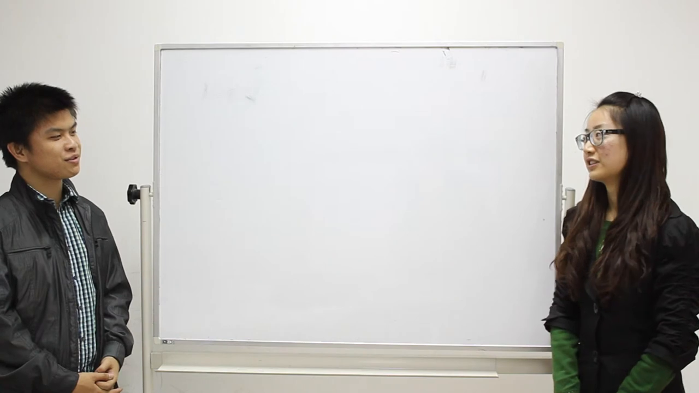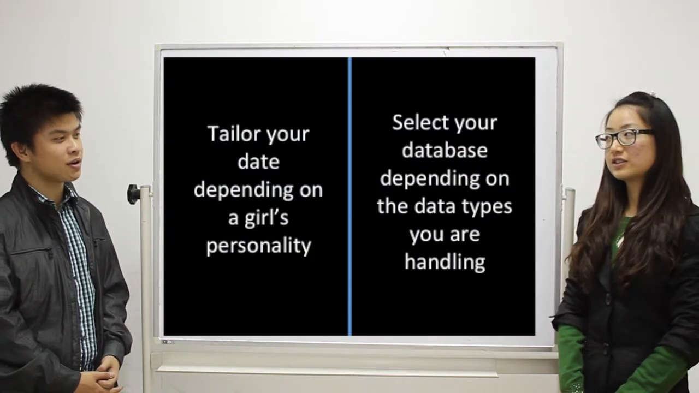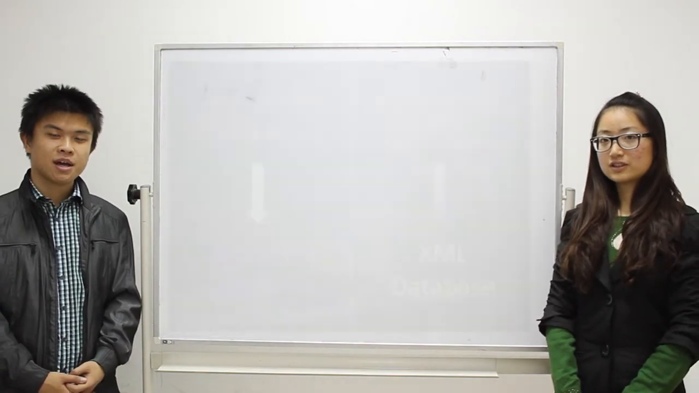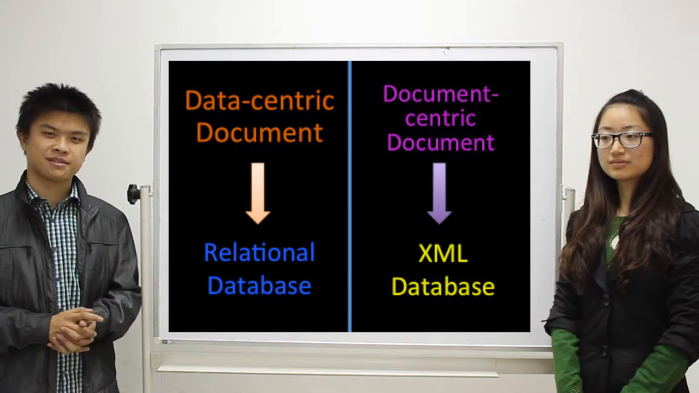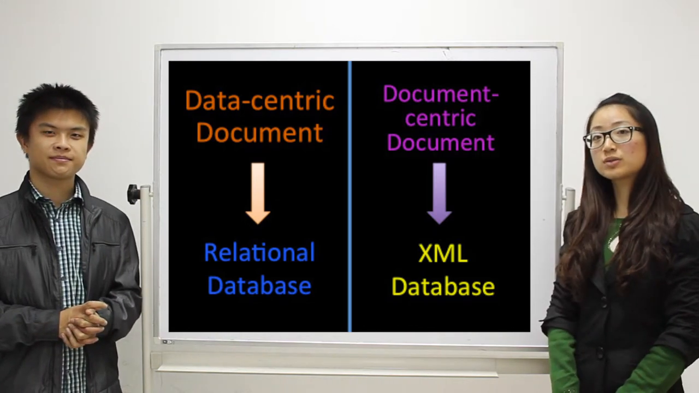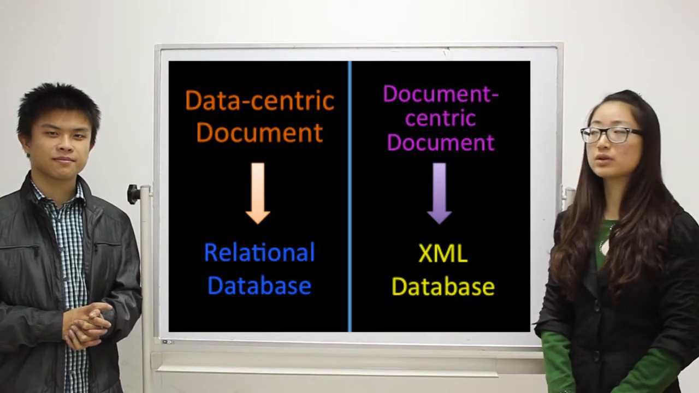So, remember to tailor your date with the girl depending on her personality, and select your database choice depending on the data type. Regular data-centric documents should be stored in a rigid and relational database. And irregular document-centric documents should be stored in a flexible XML database.